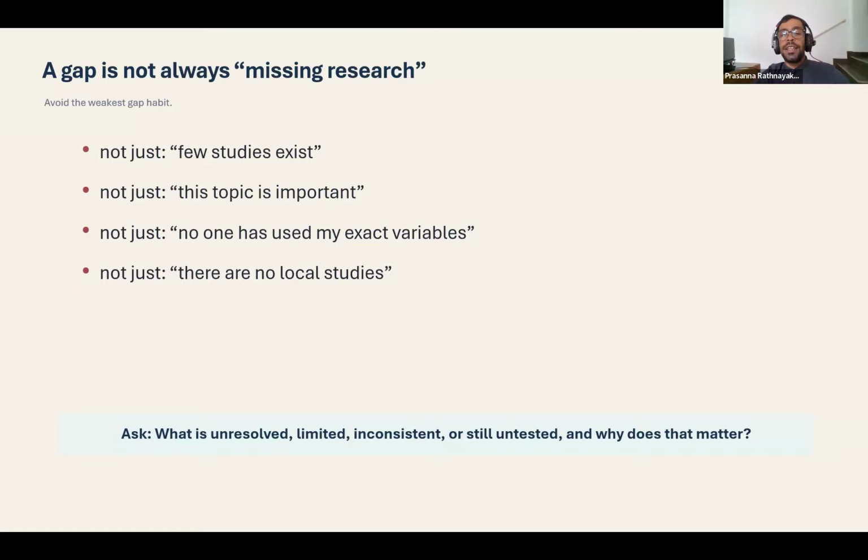What are they? What is unresolved? What is limited? What is inconsistent? What is still untested? Ask all these questions and say, why does that matter? Did you get an idea? How should you begin your introduction? In your introduction, after revealing the bigger field, territory, now you are digging into the niche.